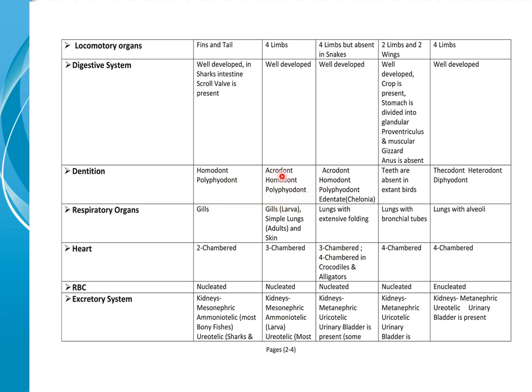Acrodont type of teeth are the teeth which are superficially attached to the jawbones. In reptiles also, the type of dentition is acrodont, homodont and polyphyodont. Chelonia is an order of class Reptilia that is edentate. Teeth are absent in chelonians. In extant birds, that is the living birds, teeth are absent. They have jaws in the form of a beak, but teeth are absent.